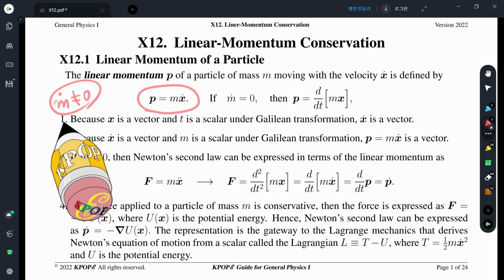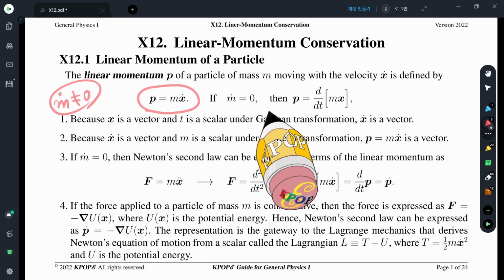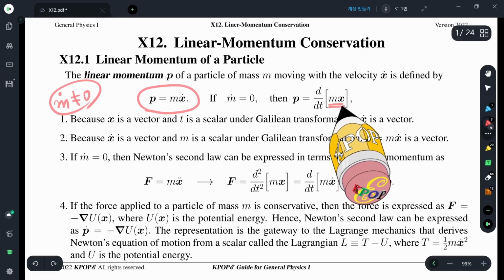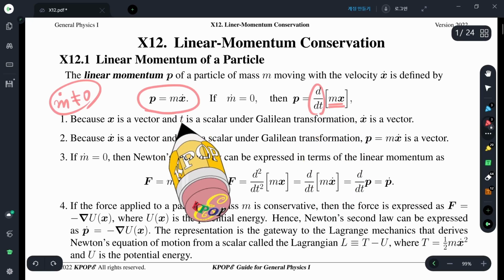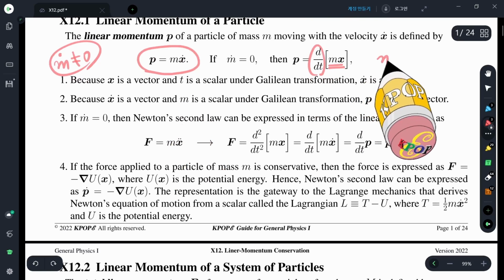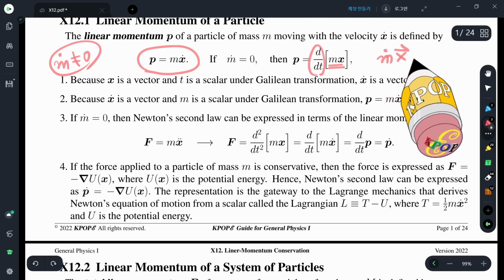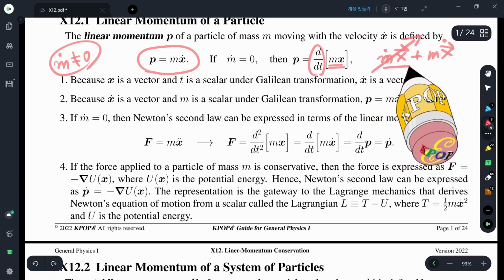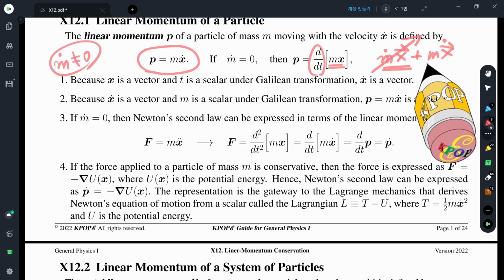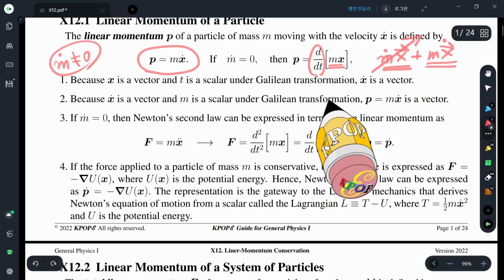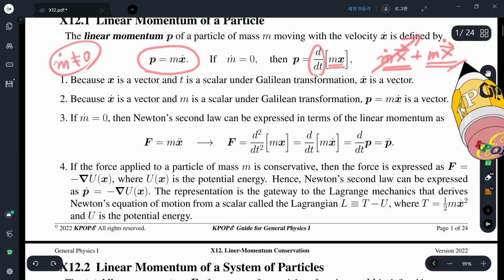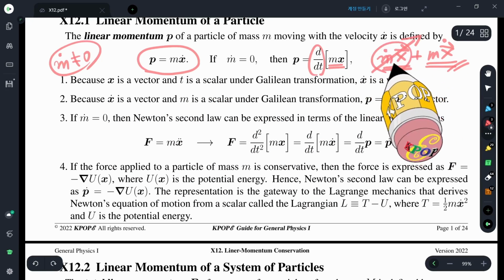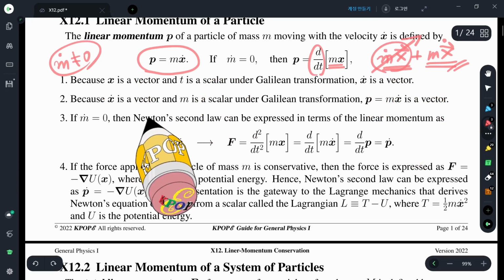Okay, if m dot equals zero, then linear momentum can be written in the form mass times the position vector's time derivative. The expansion will give another term, and we consider the case where this contribution vanishes, as mass times velocity is the linear momentum. This is true, but this one we do not want to use.